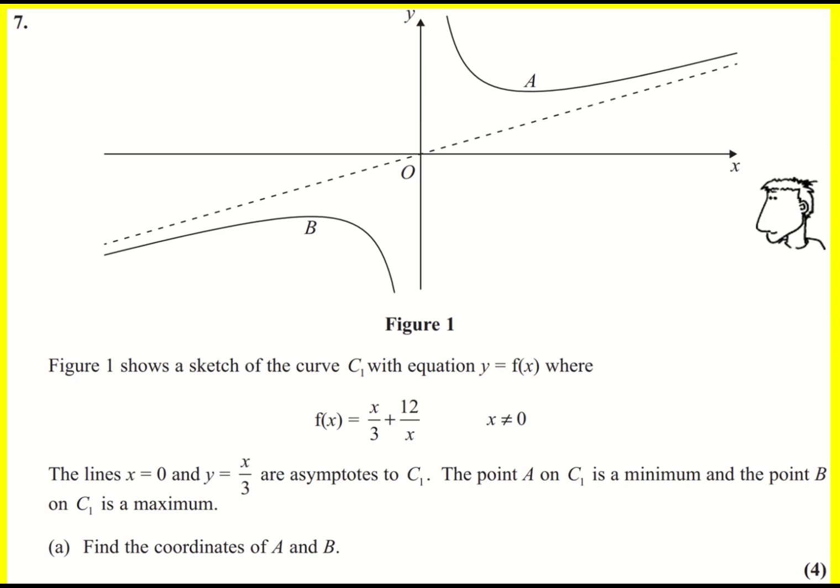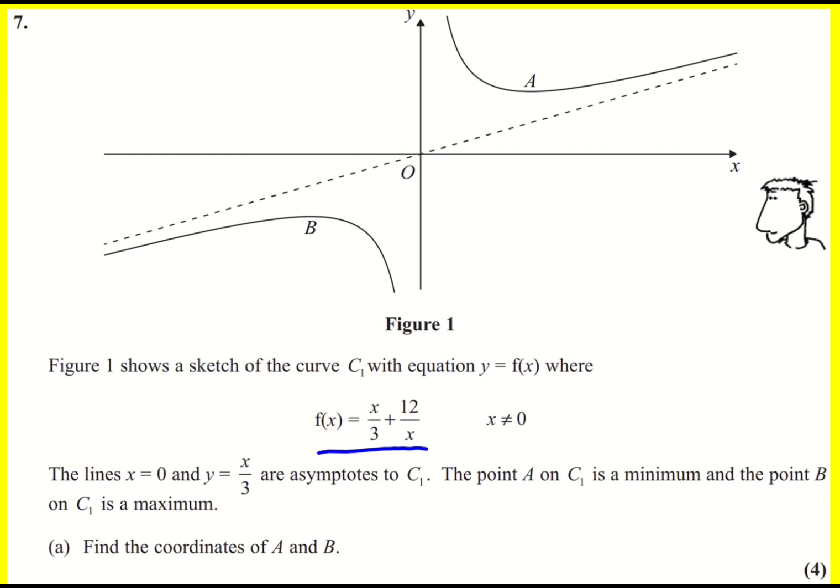Figure 1 shows a sketch of the curve C1 with the equation f of x equals x over 3 plus 12 over x for x not equal to 0. We're told that x equals 0 and y equals x over 3 are asymptotes to C1, and the latter's been drawn as a dashed line. And then the point A on C1 is a minimum, and the point B on C1 is a maximum.